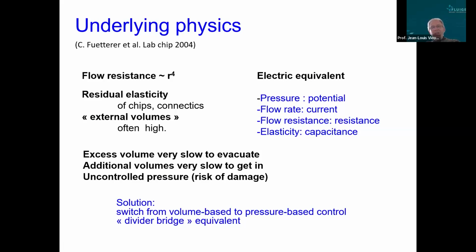And if you take the electric equivalent that Bruno showed you, you have the equivalent of an electric circuit in which we have pressure, which plays the role of a potential, flow rate, which plays the role of the current, and flow resistance, which plays the role of resistance.